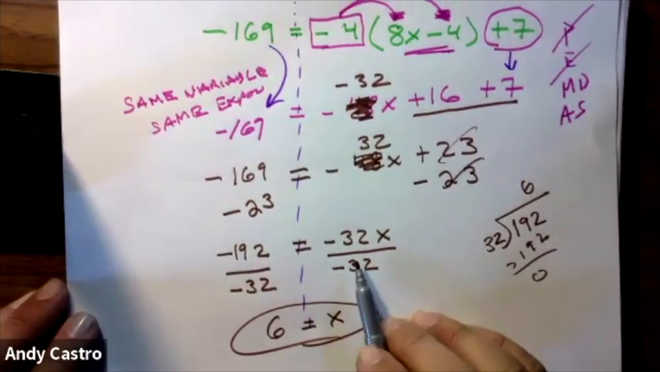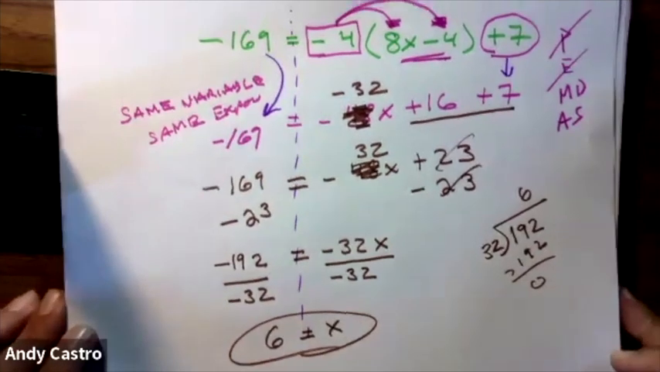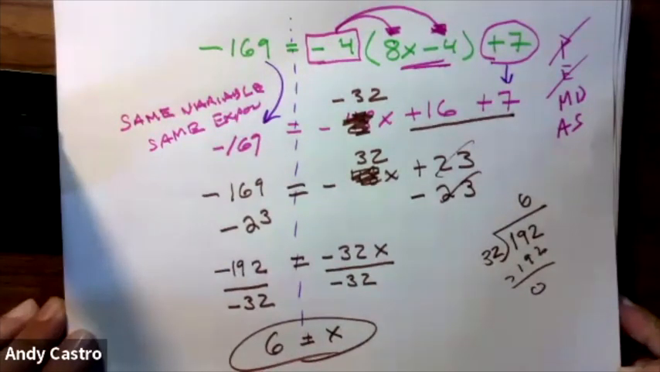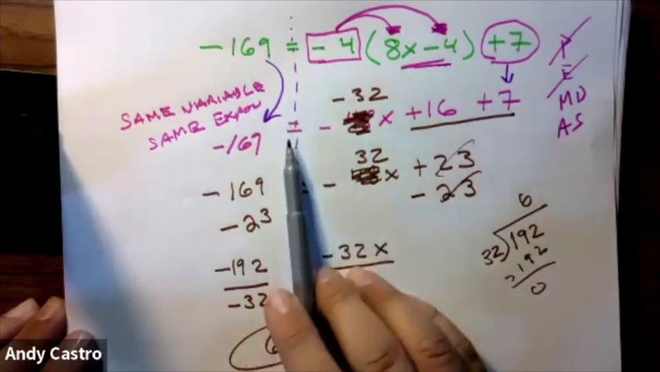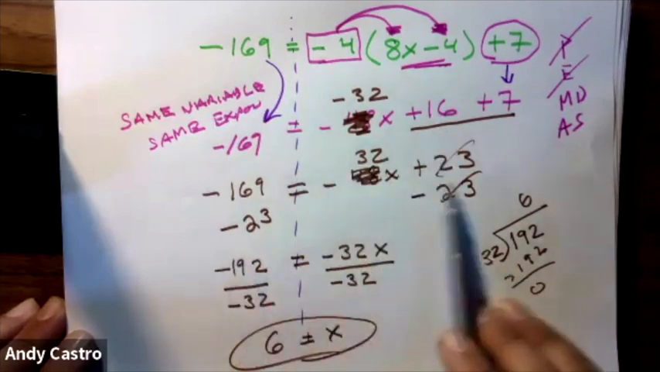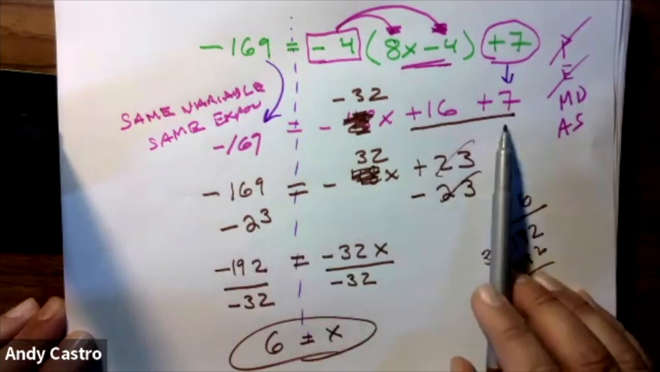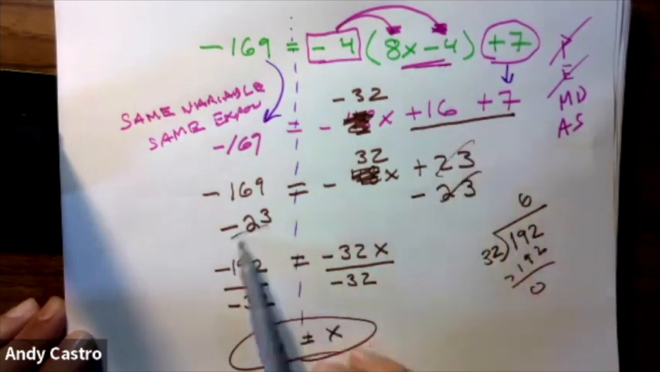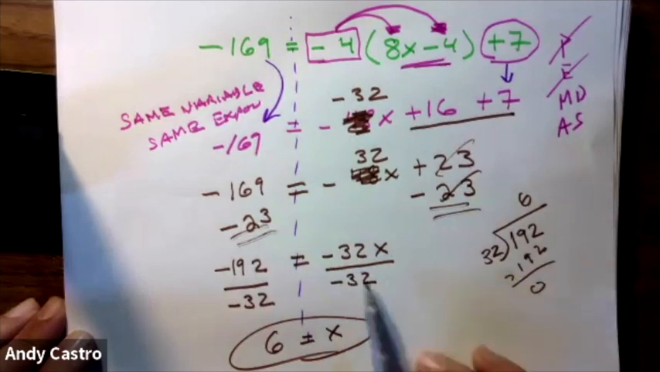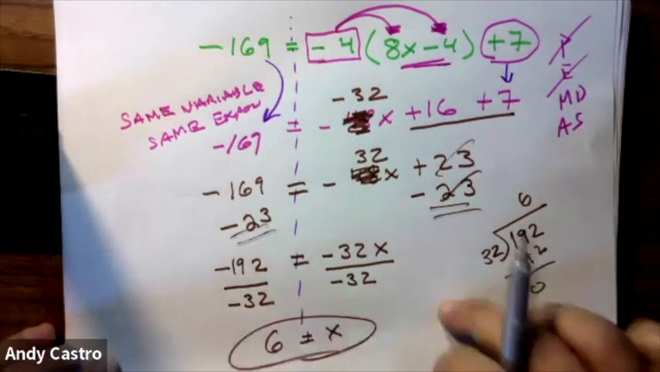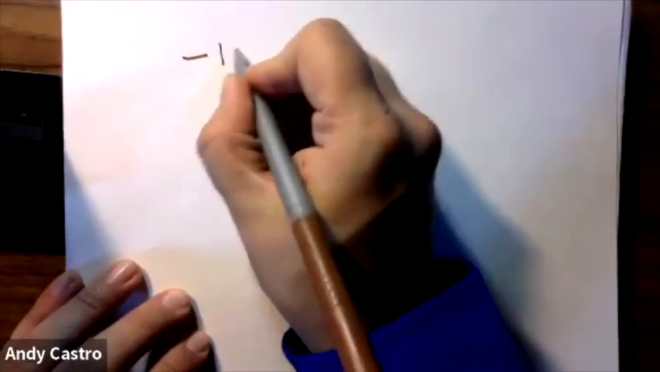All right, 6 times negative 32 is negative 192. All right, get that in your notes. Make sure your equal signs are lined up. Make sure all the adding and subtracting is very clear, that you're subtracting here in this case, negative 23 from both sides. I'm dividing. There you go. Okay, now what I'm going to do, we're going to work the same exact problem, except we're going to do it a different way. Okay.